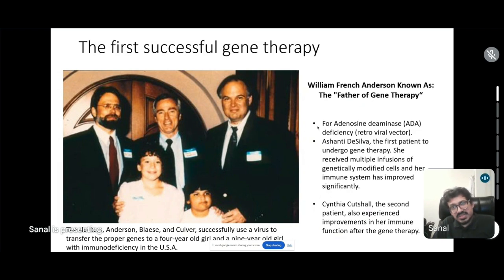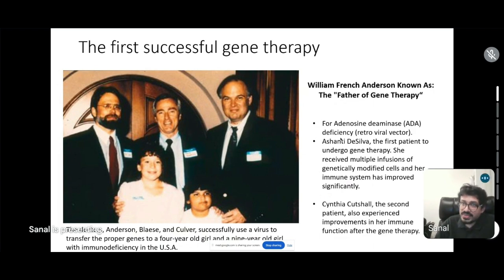The first ever gene therapy was done for adenosine deaminase deficiency using a retroviral vector. Her name was Ashanti De Silva, the first patient to undergo gene therapy. She received multiple infusions of genetically modified cells, and her immune system was improved significantly.